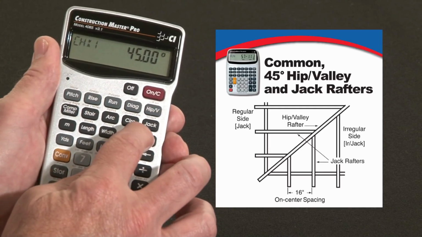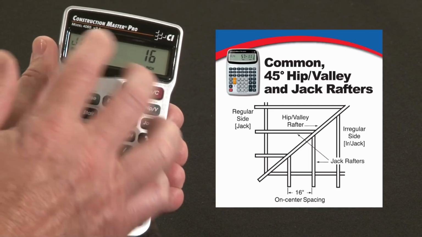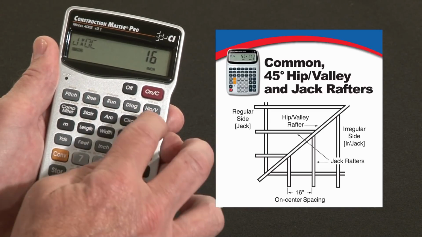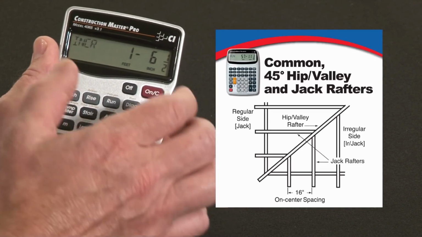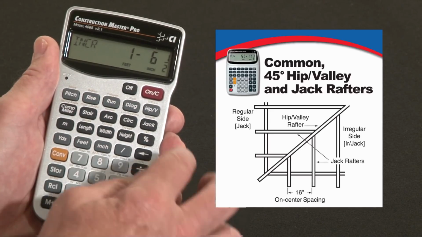Now pressing the jack rafter key shows a couple of things. The first press shows that our on-center spacing is stored, the default storage is 16 inches. You can change that to whatever you want, but for this example that'll work. The next press shows you the increment. That's the amount of change in distance, or in length rather, from one jack to the next.